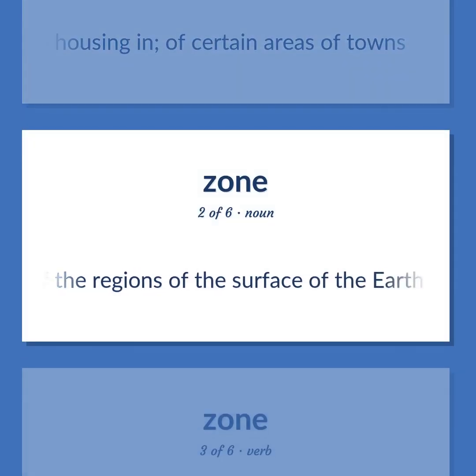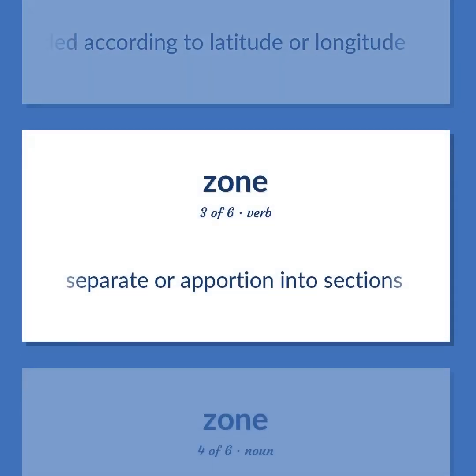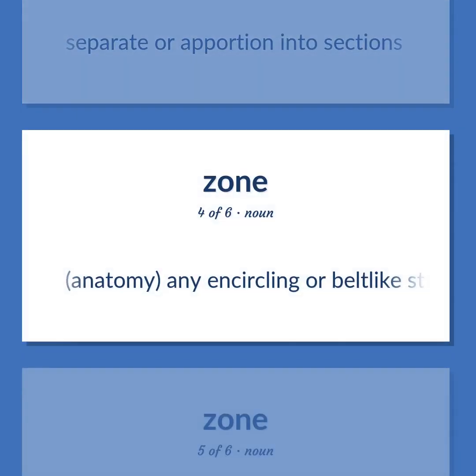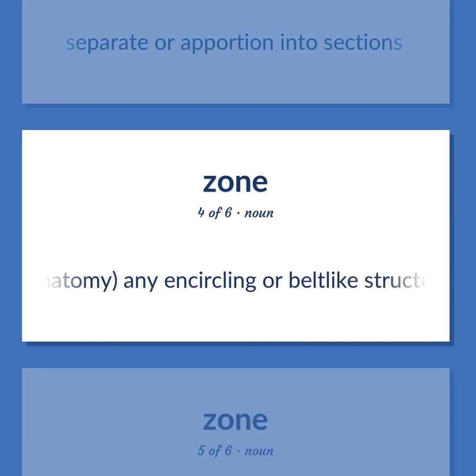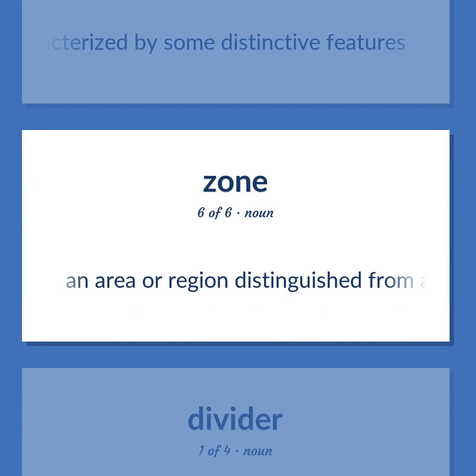Any of the regions of the surface of the Earth loosely divided according to latitude or longitude. Separate or apportion into sections. Anatomy. Any encircling or belt-like structure. A locally circumscribed place characterized by some distinctive features. An area or region distinguished from adjacent parts by a distinctive feature or characteristic.